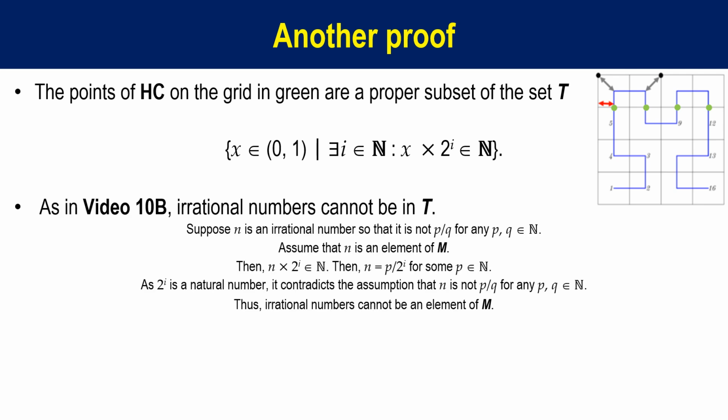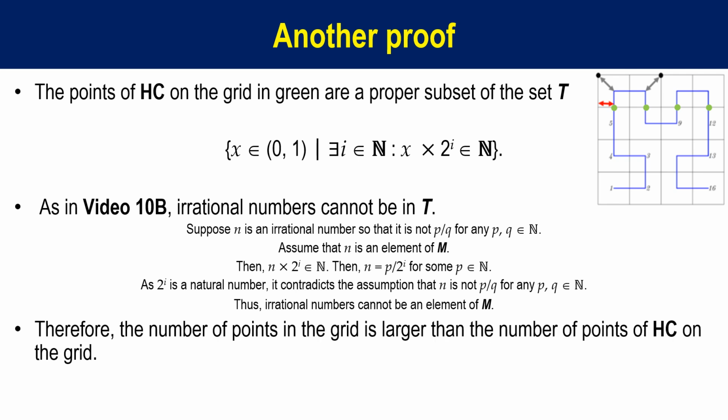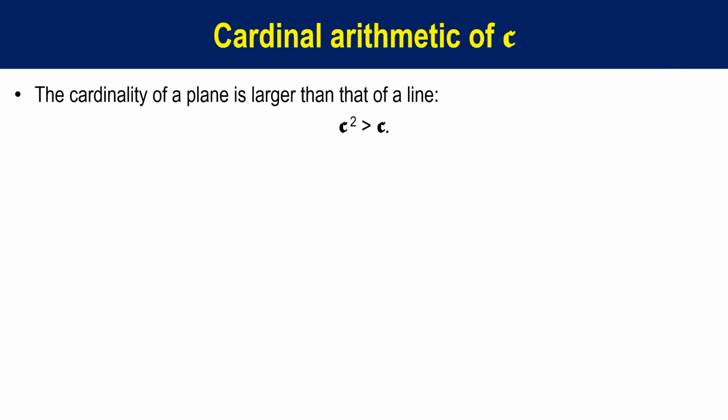As in video 10b, irrational numbers cannot be in T, as you see here. Therefore, the number of points in the grid is larger than the number of points of the Hilbert curve on the grid. Thus, the Hilbert curve is not space-filling. The cardinality of a plane is larger than that of a line, such that C squared is larger than C.